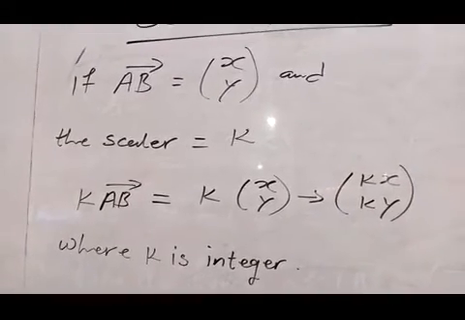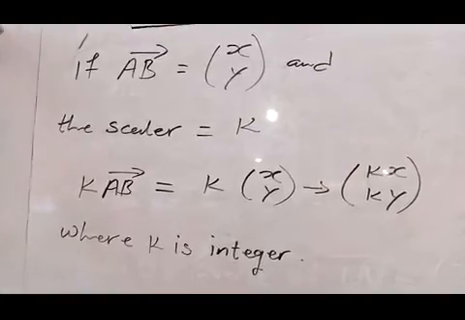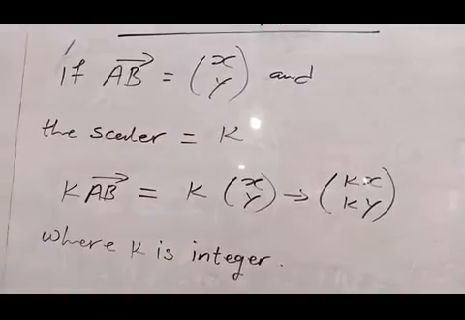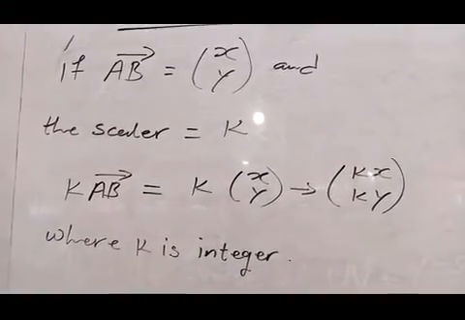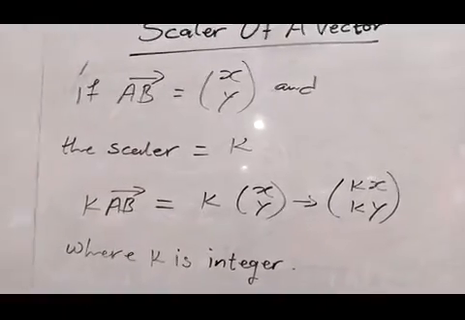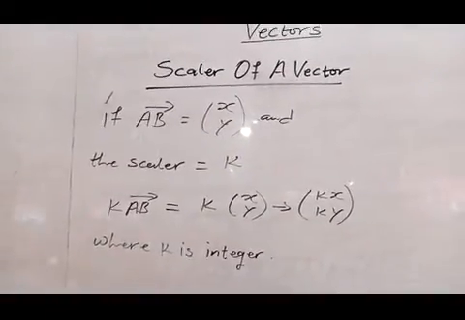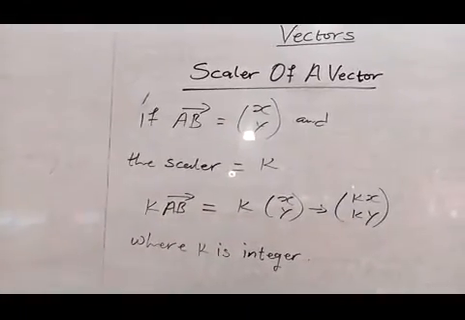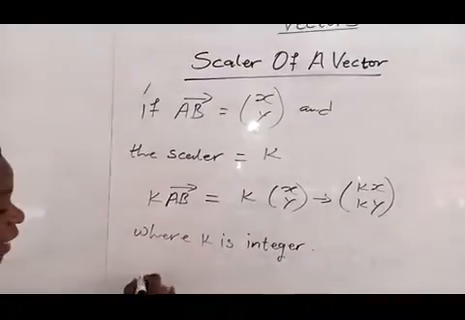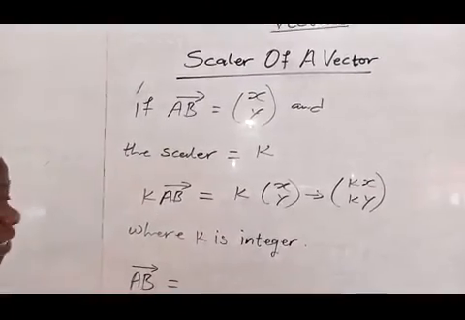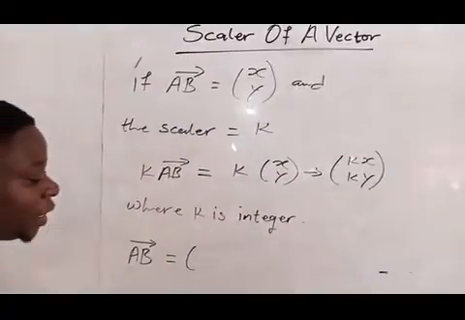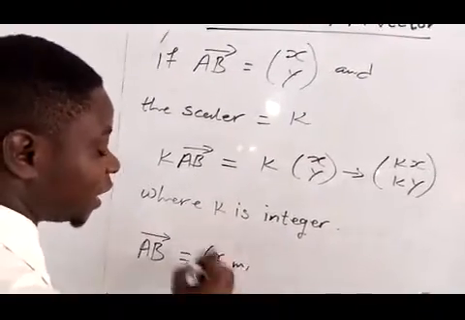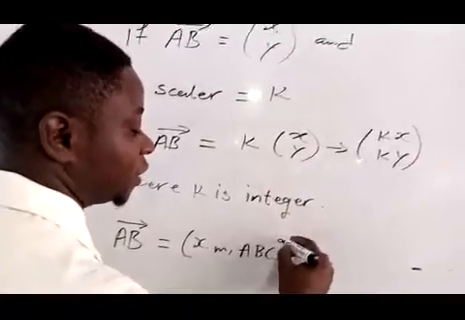Now, this is how we apply it to the Cartesian component form of a vector. Now, let's look at how to apply the scalar to the magnitude bearing form of a vector. Let's look at how to do that. With the same vector AB, this time around being k meters, let's change the k, let's make it x meters, and then ABC degrees.